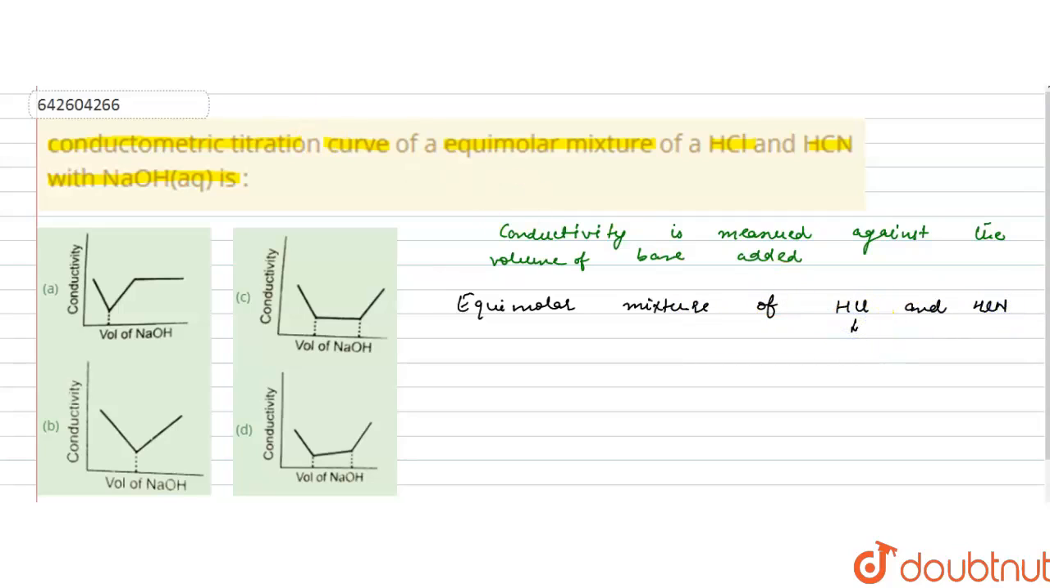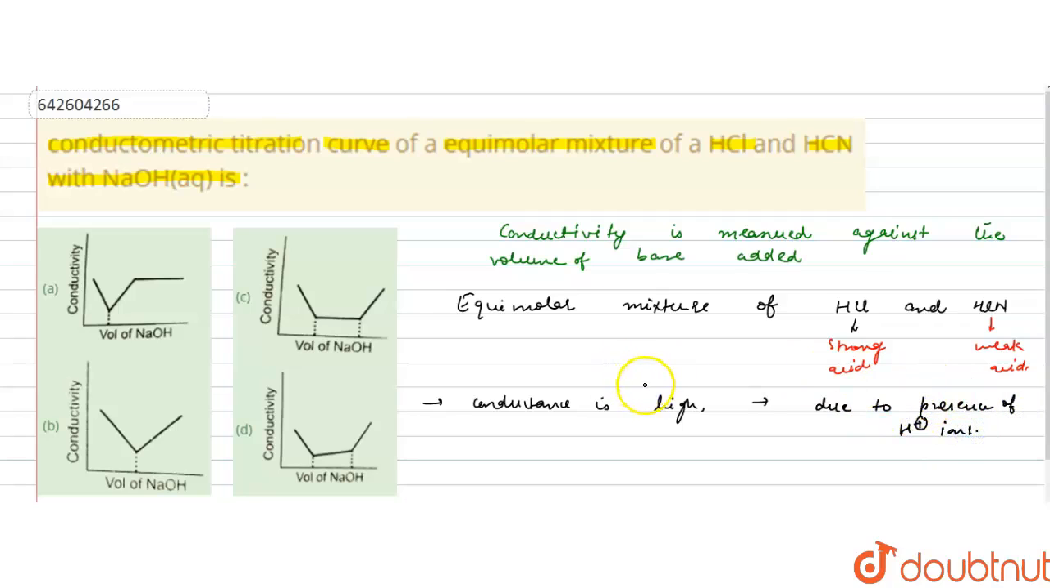So HCl is a strong acid, and HCN is a weak acid. It means HCl will react first with NaOH because it is a strong acid. So initially, when the volume of NaOH added is 0, the conductance is high. Conductance is high due to the presence of highly mobile H+ ions, because H+ ions, due to their small size, have very high conductivity. So the conductance will be high initially when no base is added.